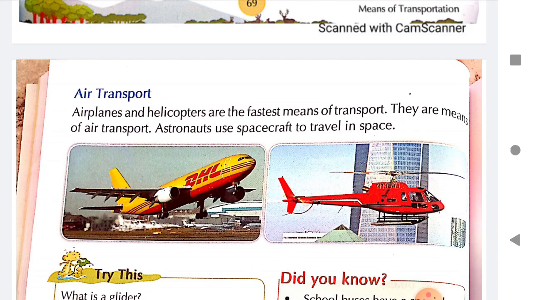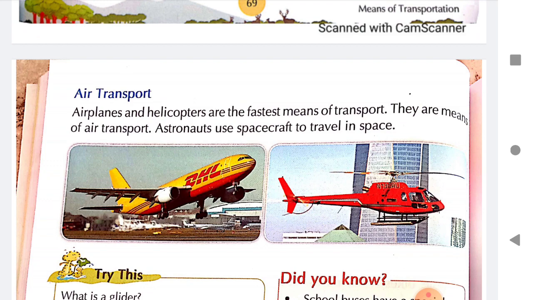Air transport: airplanes and helicopters are the fastest means of transport. They are means of air transport. Astronauts use spacecraft to travel in space.